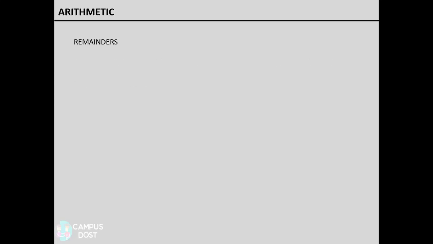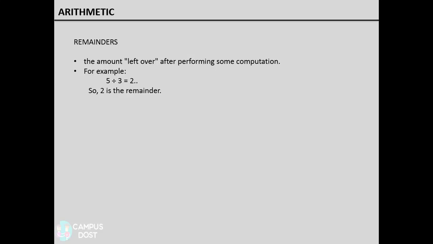Next is remainders. The remainder is the amount leftover after performing some computation. In arithmetic, the remainder is the integer leftover after dividing one integer by another to produce an integer quotient. In algebra, the remainder is the polynomial leftover after dividing one polynomial by another. For example, when we divide 5 by 3, the leftover amount is 2. So 2 is the remainder.